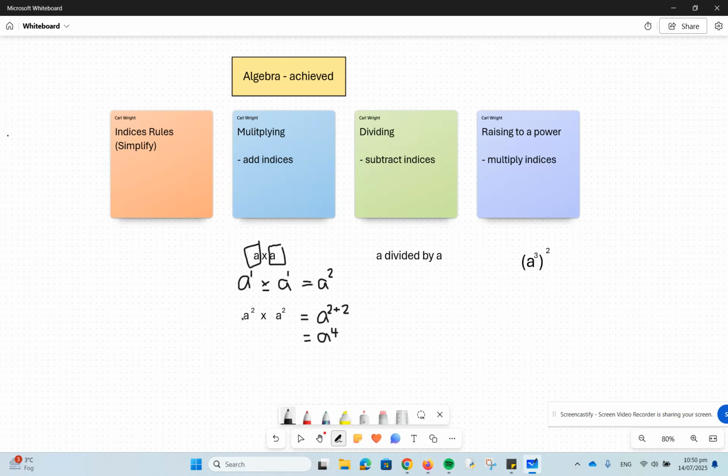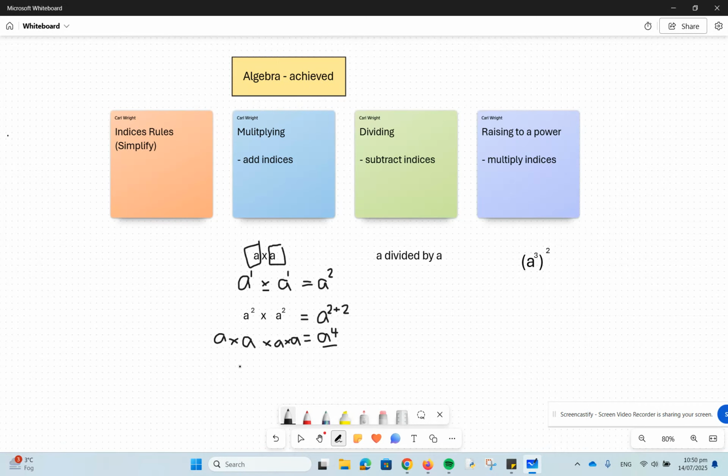Add the indices. Now, remember this A times A is just this, it's just A times A. And that A squared is the same, it's just A times A as well. So let's put the A times A, and then A again times A. When I add up all the indices, I've got 1, 2, 3, 4. You get the same answer, A to the power of 4. So this rule works really easily. Just add the indices.